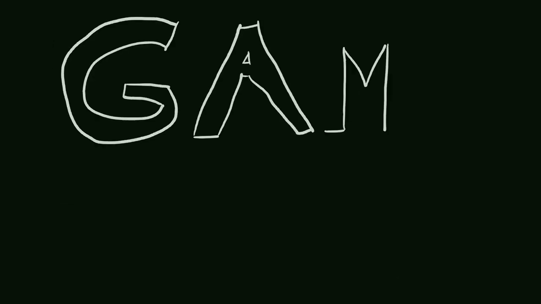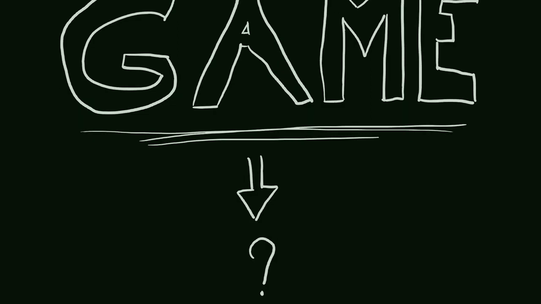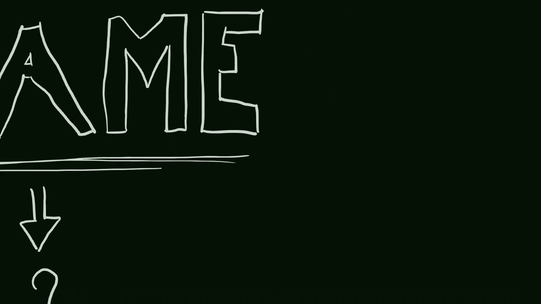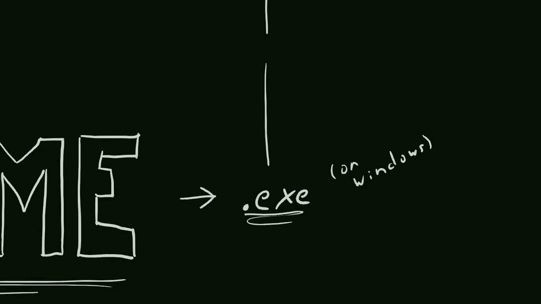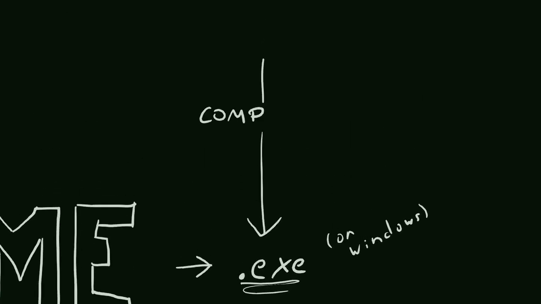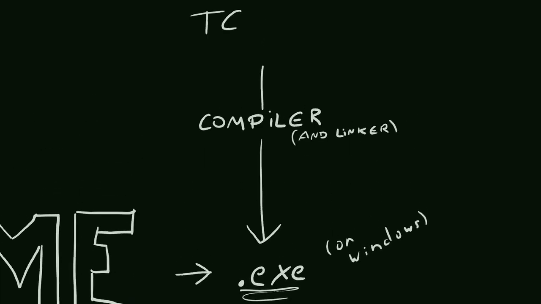So when we say create a game, what actually are we creating? Well, games are just a piece of software, an executable that people can double-click and launch. So we want to create an .exe file to share and publish. So how do we generate that? Well, that's where the compiler comes in. A compiler is a program that takes in some text or code specified by some programming language like C++ and outputs an executable.